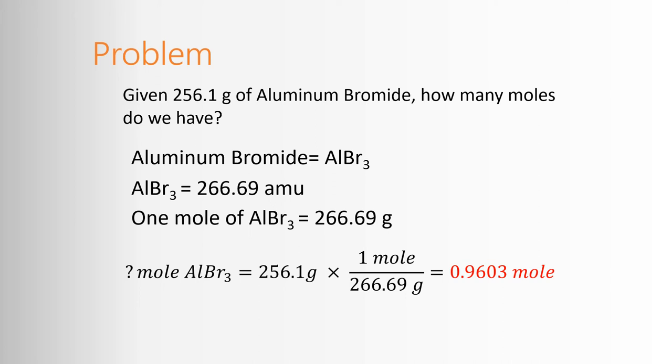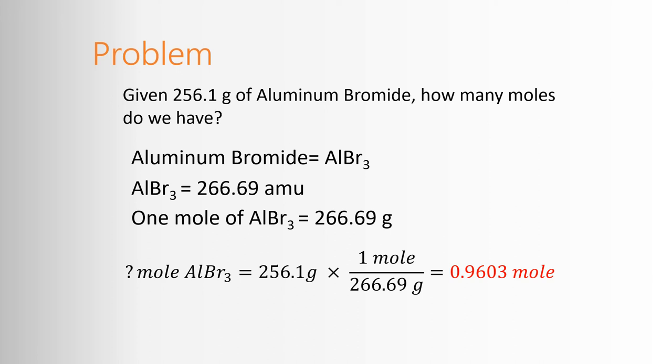And I can also then use this in a dimensional analysis. So if I want to know how many moles of aluminum bromide I have with 256.1 grams, I would set up a very straightforward dimensional analysis. I want to know the moles of aluminum bromide. I have 256.1 grams. For one mole, there's 266.69 grams. Gram cancels gram. This divided by that gives me 0.9603. So that's how we would do it.